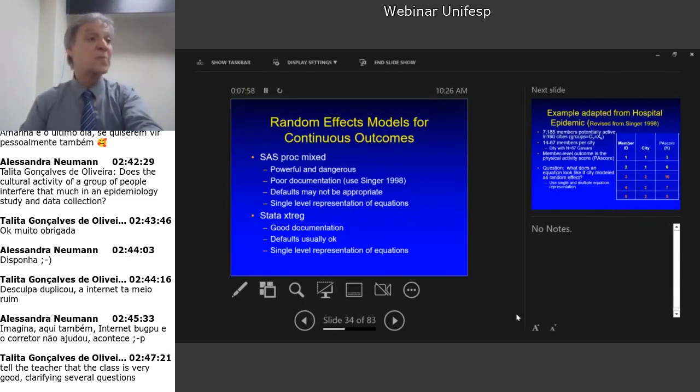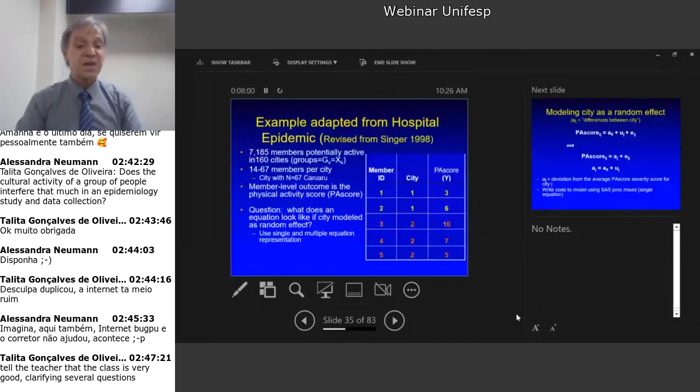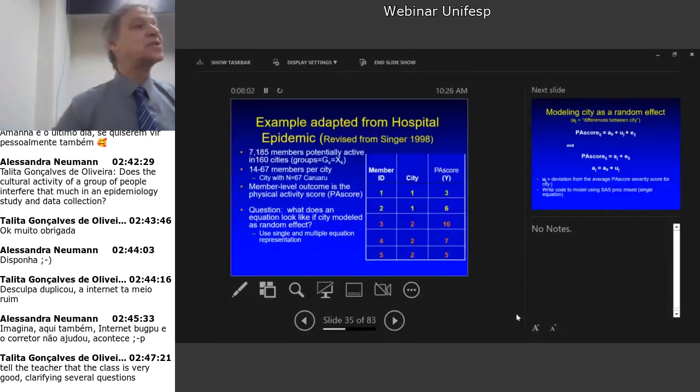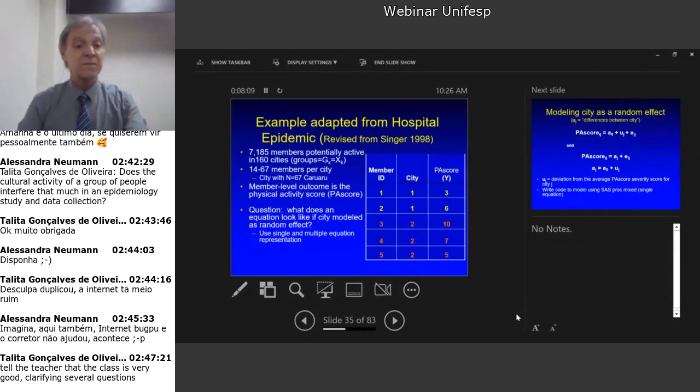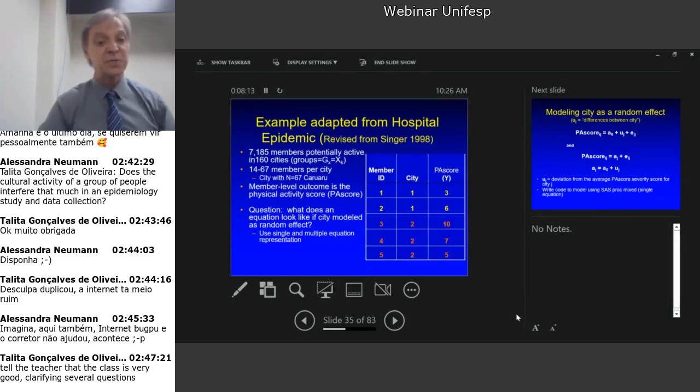XT-REG in Stata or Proc Mixed in SAS, because our main measure is level of leisure time physical activity. It was a score, so it's a continuous interval variable. Okay, here's some of the findings. 7,185 members potentially active in 160 cities, a sample out of the 500, with 14 to 67 members per city.